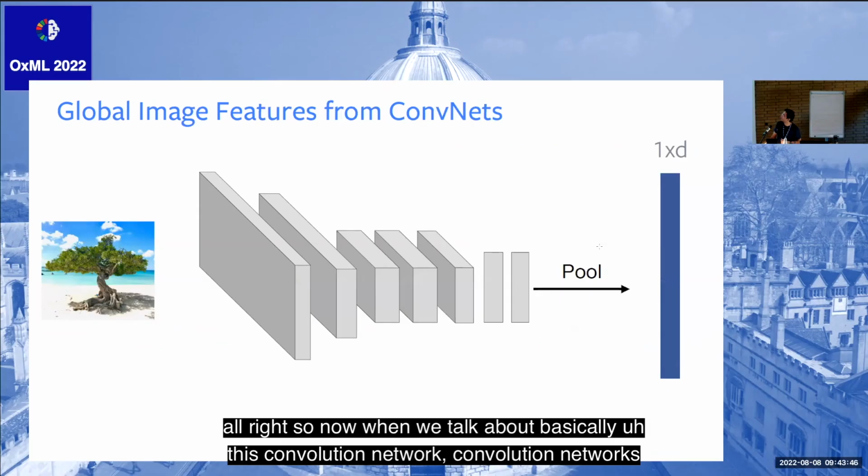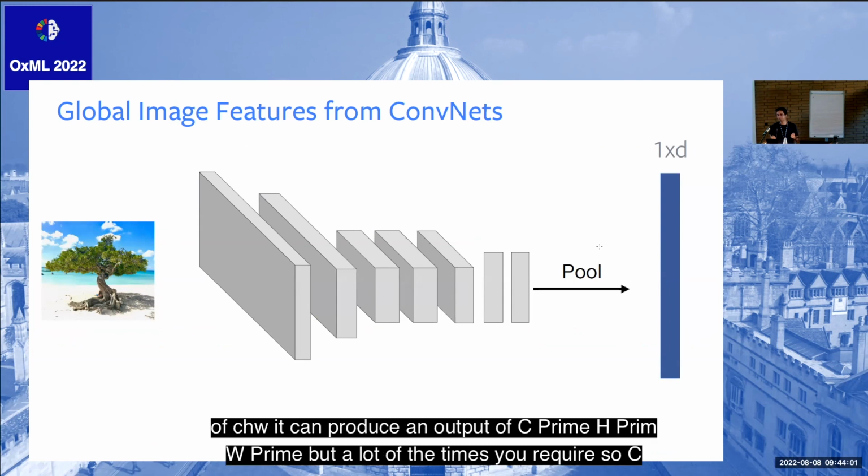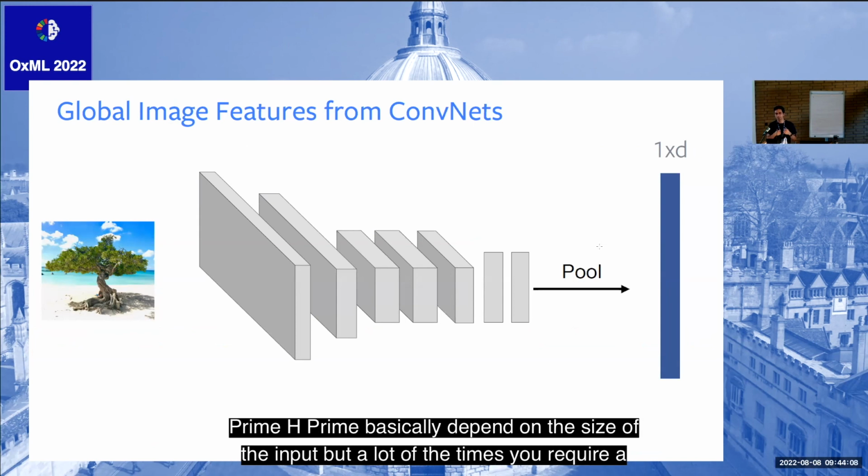All right. So now when we talk about convolutional networks, they produce a feature which can be of any dimension, right? When you have a convolutional input layer of C×H×W, it can produce an output of C', H', W'. C' and H' basically depend on the size of the input. But a lot of the times you require a feature that is of fixed length so that you can do some task with it, for example, retrieval and so on.